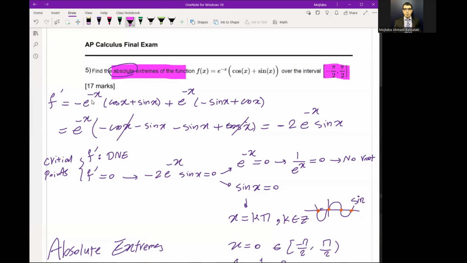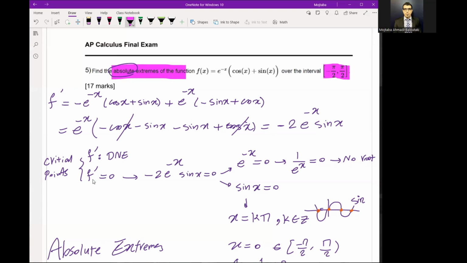We're going to factor e raised to minus x in here. So we have minus cosine, minus sine, and then minus sine here, cosine here. We can cancel these cosines, and then we'll end up with minus 2 sine times e raised to minus x. So for critical points, again, f prime doesn't exist or f prime equals 0. There is no limitation on this f prime.